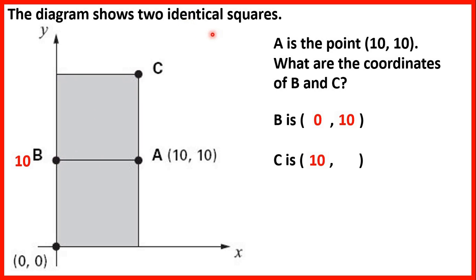But we also know that the squares are identical. So to get from 0 to 10 is a difference of 10, so the y coordinate here must be another 10. So that means the y coordinate of C must be 20.